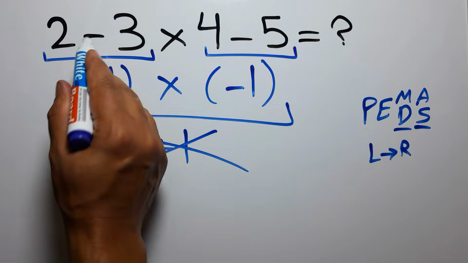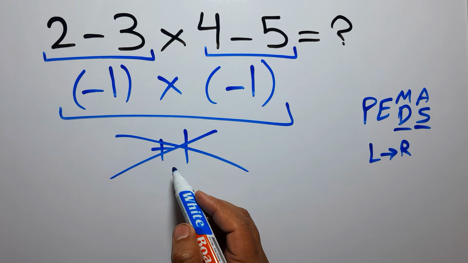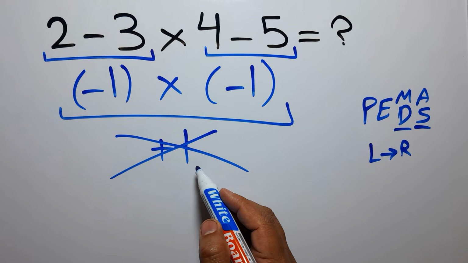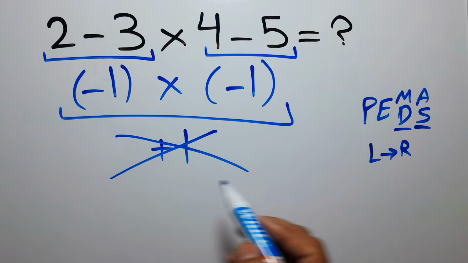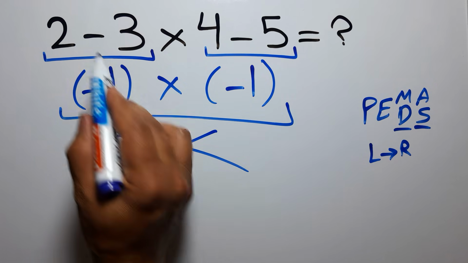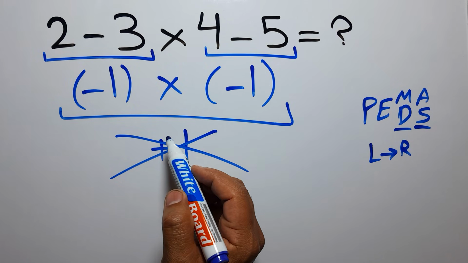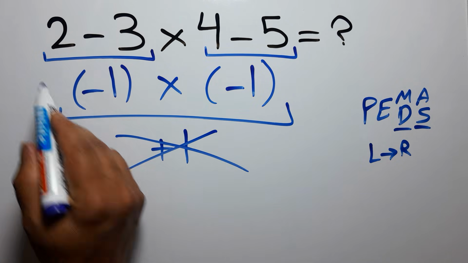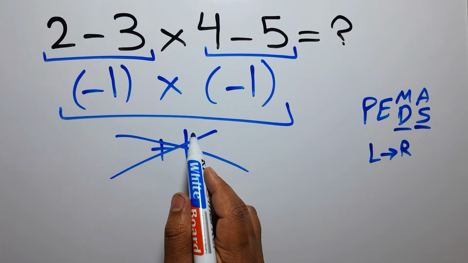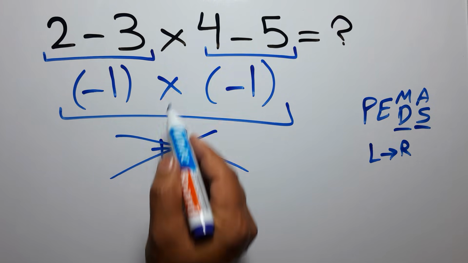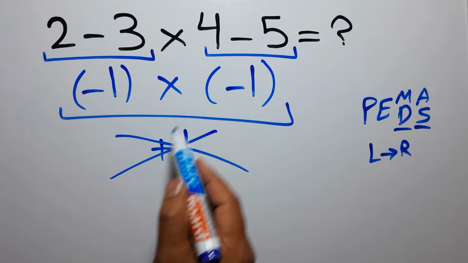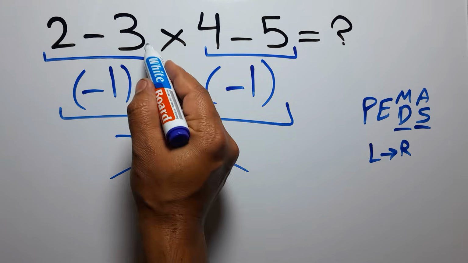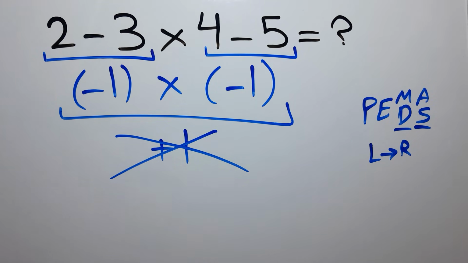In this expression we have two subtractions and one multiplication. According to PEMDAS, multiplication has higher priority than subtraction, because multiplication comes before subtraction. And when we have more than one subtraction in an expression, we have to work from left to right. So here, first we have to do this multiplication, then this subtraction, and finally this subtraction. If we do this subtraction or this subtraction before this multiplication, it is wrong.